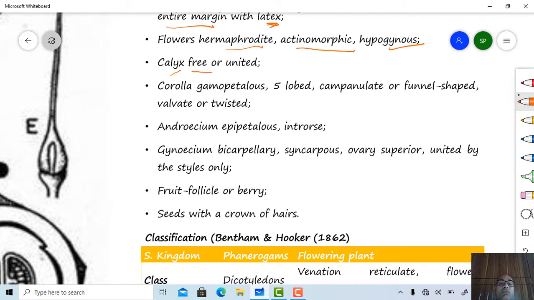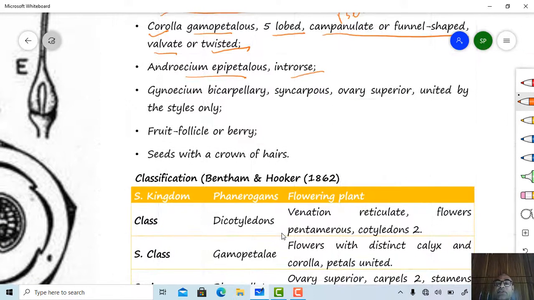Sepals or calyx whole, free or united. About corolla, gamopetalous, 5-lobed, campanulate or funnel shape. Campanulate means bell shape, funnel means infundibuliform, either valvate or twisted aestivation. Androecium, usually epipetalous, introrse. Gynoecium, usually bicarpellary syncarpous, superior ovary, united by styles only.